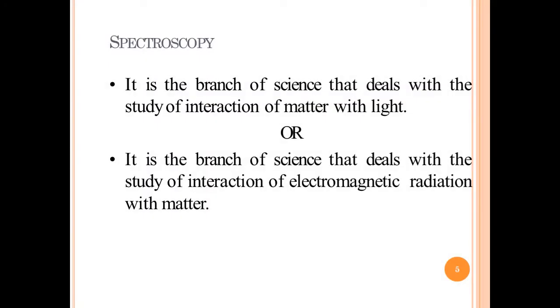I have used a phrase in my previous slide, interaction of radiation with matter. That science in which we study the interaction of matter with radiation is called spectroscopy. So spectroscopy is defined as the branch of science that deals with the study of interaction of matter with light. In my second slide, I gave an example of the formation of a rainbow. When light radiation interacts with a water droplet, the white light splits into its constituent colors, and that study is exactly what is called spectroscopy.